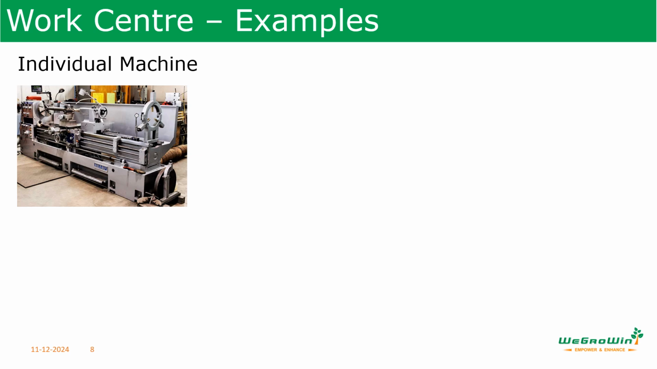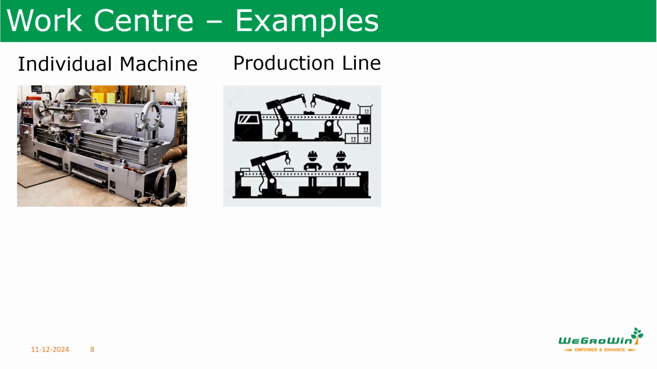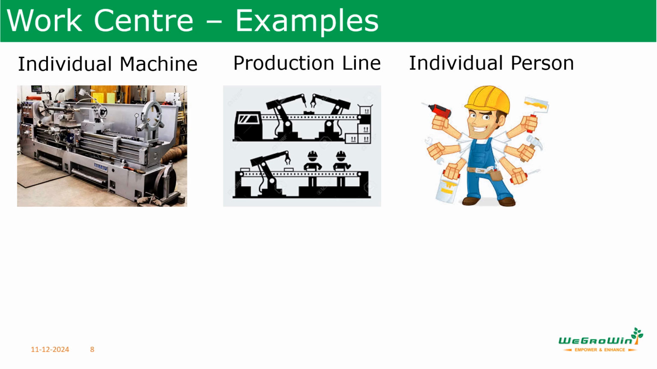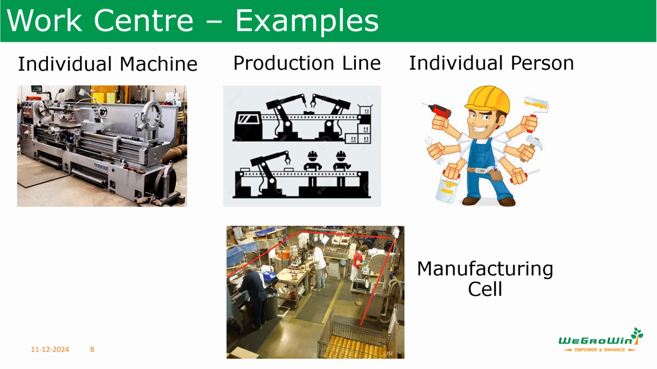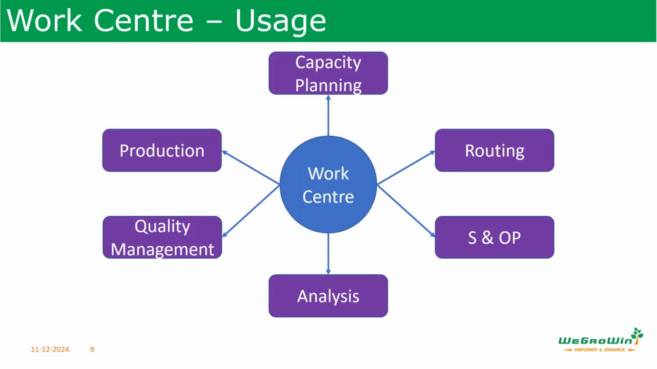So what are the examples of work centers? An individual machine may be a work center, or a production line may be a work center, or an individual person who is performing the activity may be defined as a work center, and a manufacturing cell can be defined as a work center. So all these things can be defined as work centers. Work centers are used in various applications for various purposes.